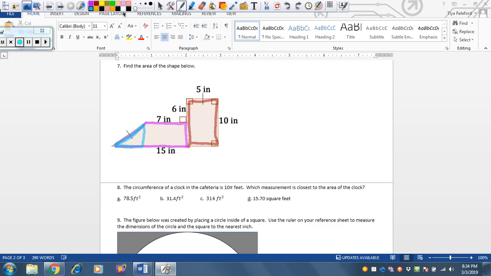The tricky part is whatever you do, from here to here, I'm going to get rid of all this. From here to here is 10 minus 6. That's going to be the height. We don't even care what this is. This is slanted. We don't do slanted. If you cut this off, here to here is 15 minus 7.